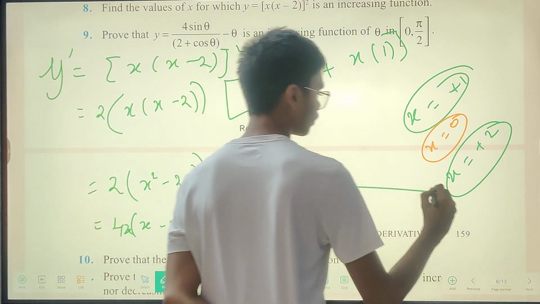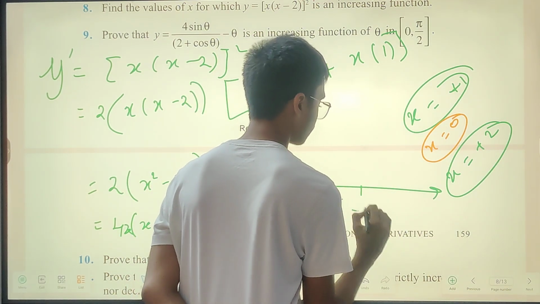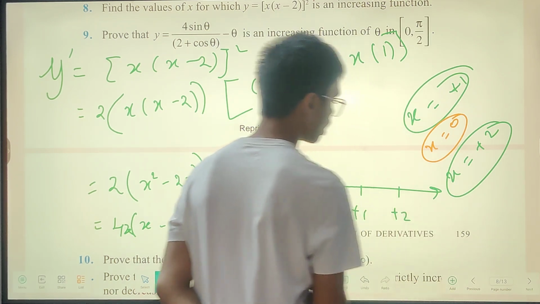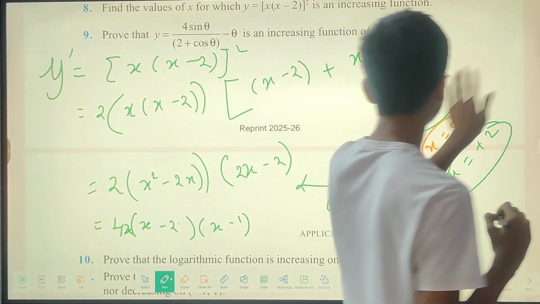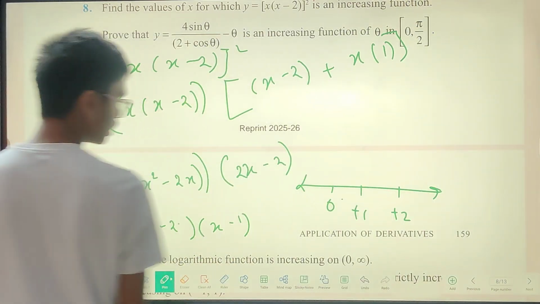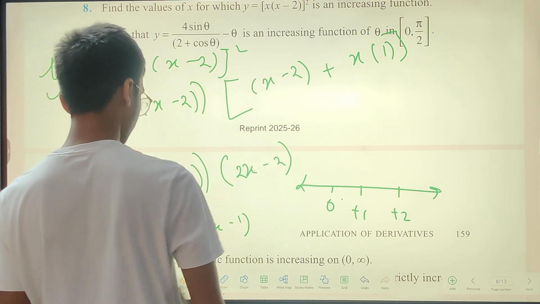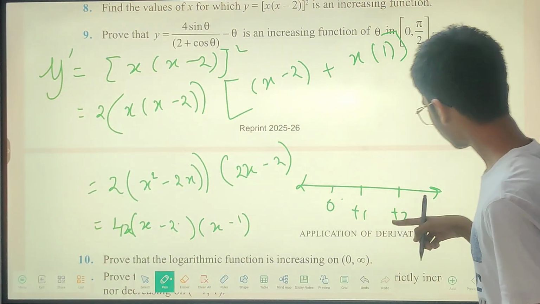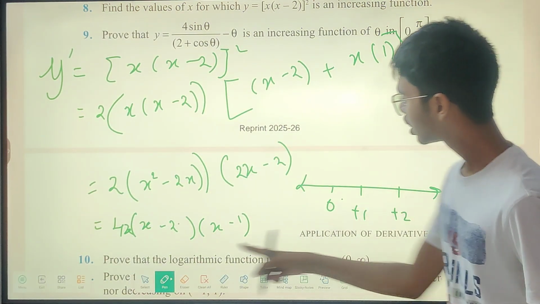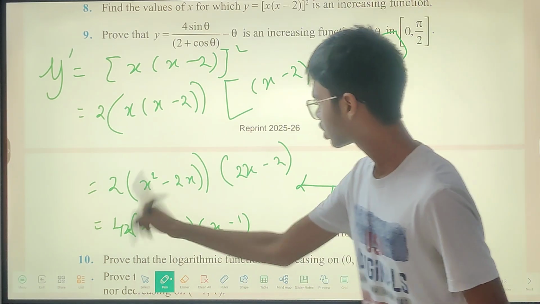So now plot the graph. You will be having 0, plus 1, then plus 2. Now you have to check. Okay, see. First, for greater than 2, here it will be always positive, here also always positive, so positive. Then here also it will be always positive.